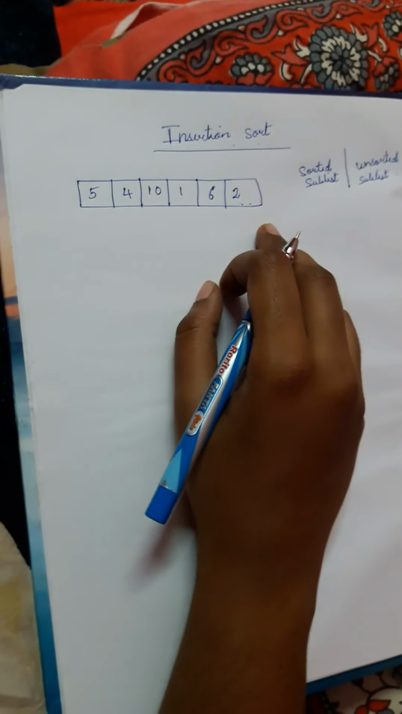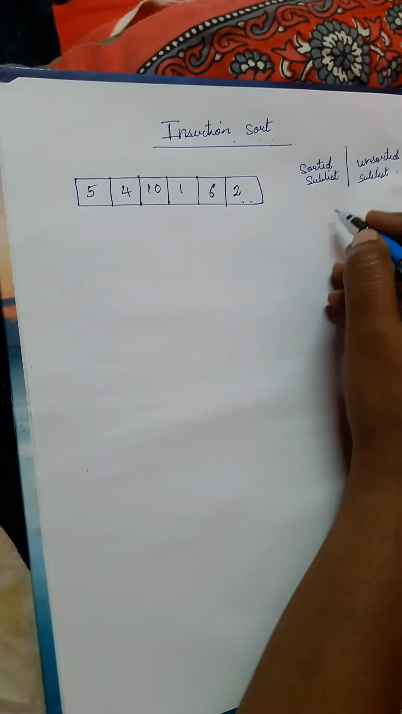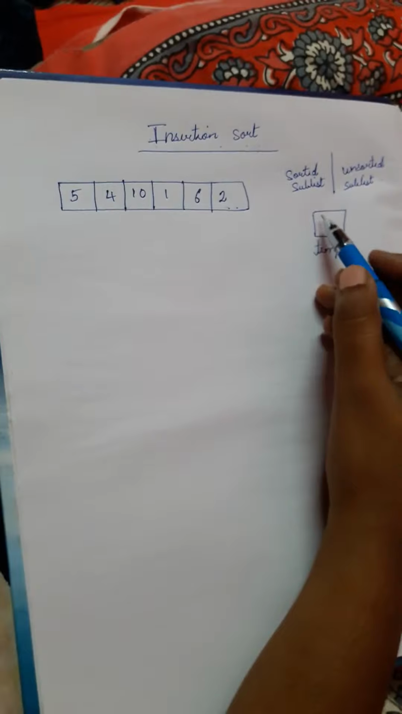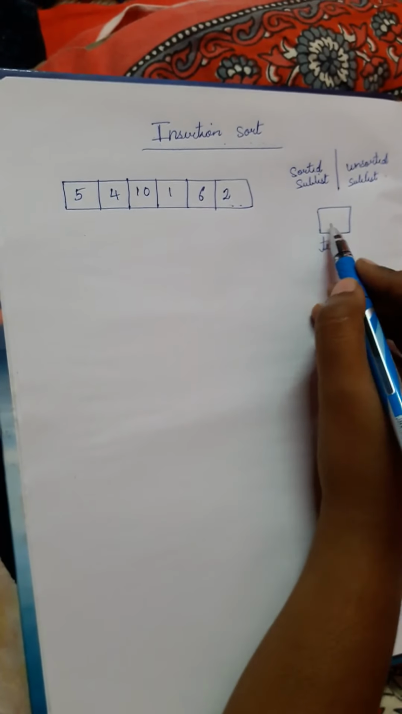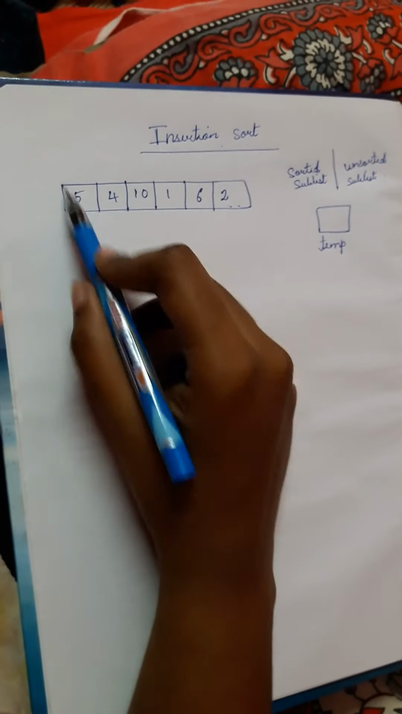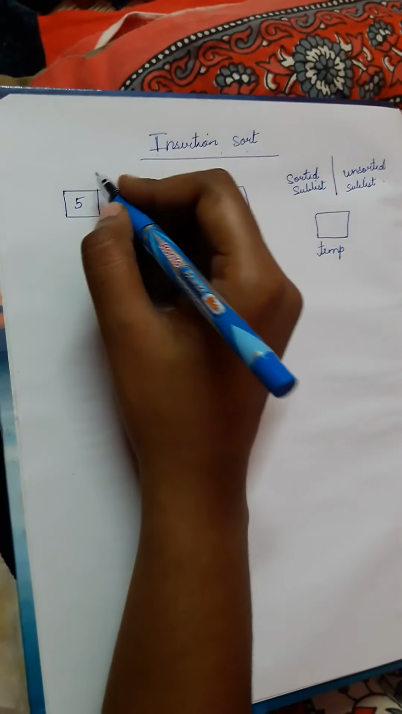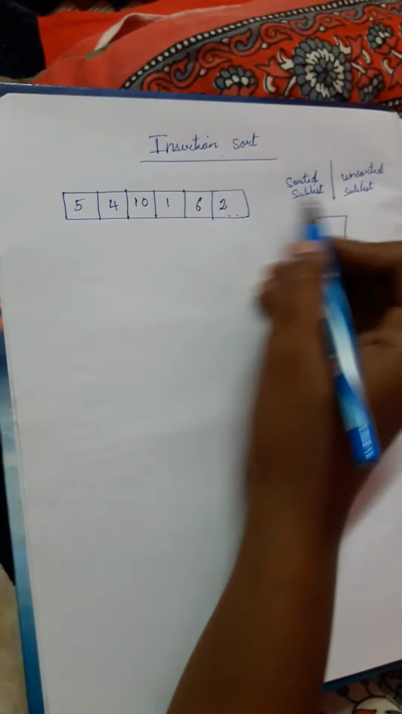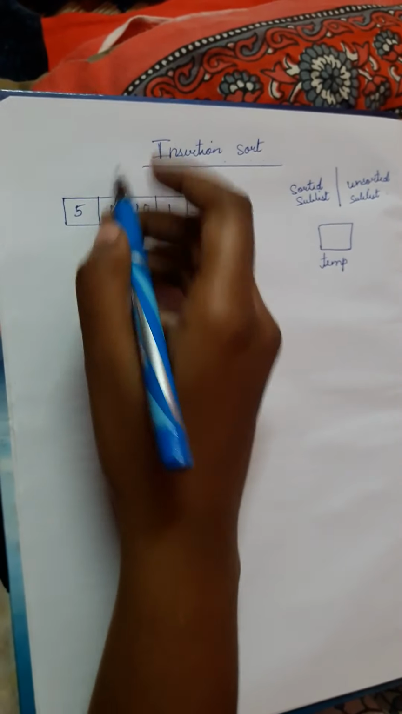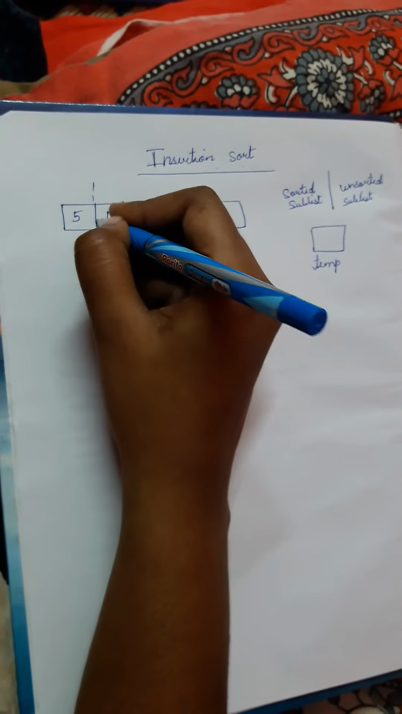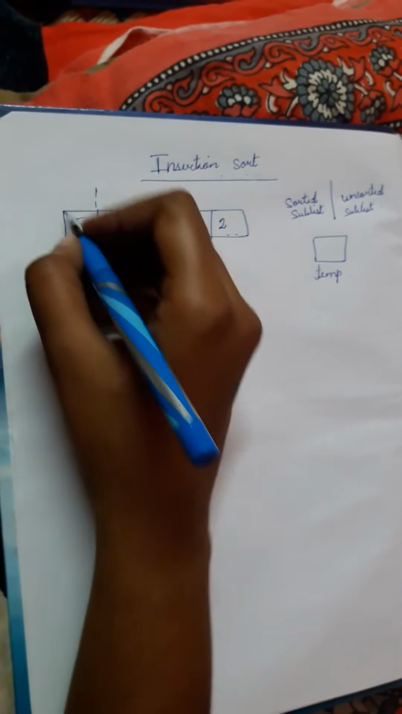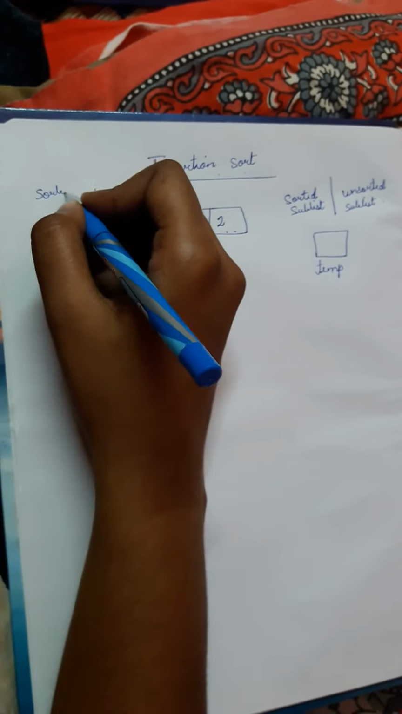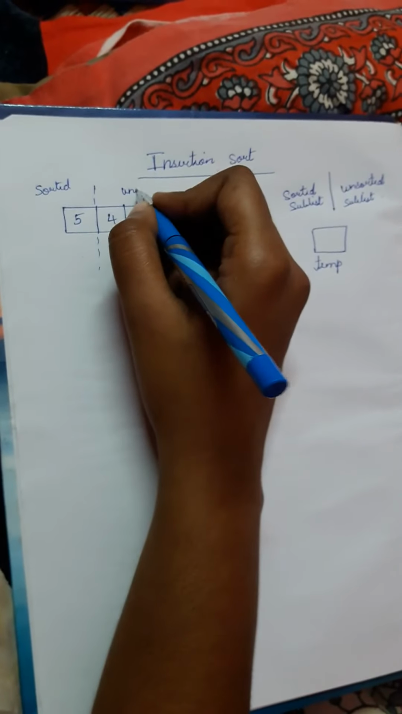Okay, so we can take this array. I will keep one temporary variable. I will explain the algorithm later; we will see the example. I am going to keep the temporary element here. So this is the list. Here I am going to split it into a sorted sublist and an unsorted sublist. First I am going to split it like this: the first element is the sorted sublist and the rest is unsorted.